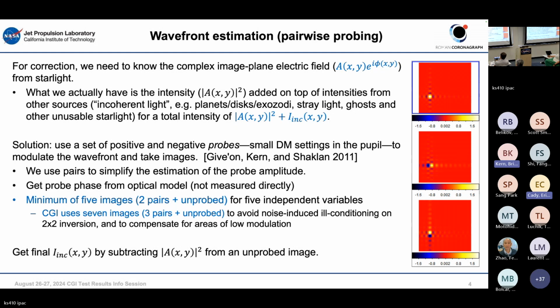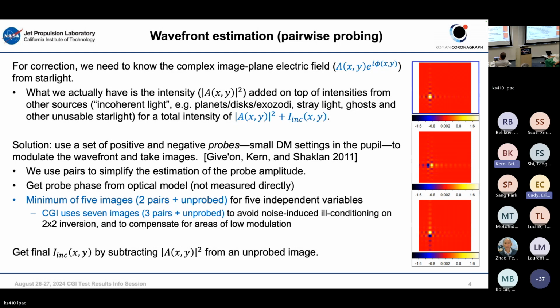What that something is trying to do is take a bunch of intensity images, which is what you're getting out of your camera, and back out a complex image plane electric field from them. And this is complicated because it's not just the intensity from the starlight you're getting there.